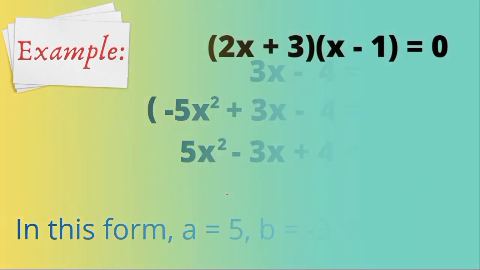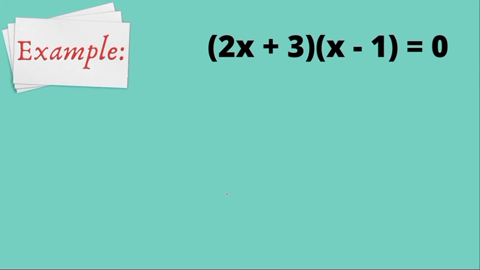Another example. We have here the quantity 2x plus 3 times the quantity x minus 1 equals 0. Is this a quadratic equation? Obviously, it is not a quadratic equation yet, but it can be transformed to a quadratic equation. Since we have here two binomials and the operation is multiplication, all you have to do now is to perform the FOIL method. This lesson was tackled when you were in grade 8. So how do we do the FOIL method?